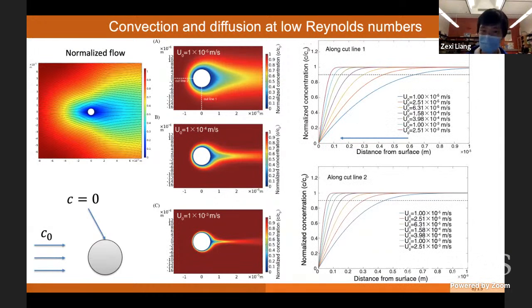Here we plotted the concentration along two different cut lines. One is vertical, the other is horizontal. So we found that this is the concentration profile at different flow rates. As the flow rate increases, for example, from here is the lowest flow rate, to this is the highest flow rate, the diffusion layer thickness decreases a lot, no matter whether you track along cut line 1 or cut line 2.